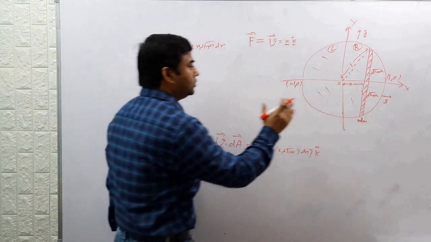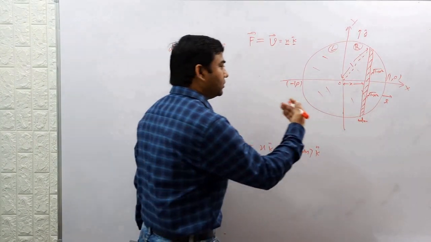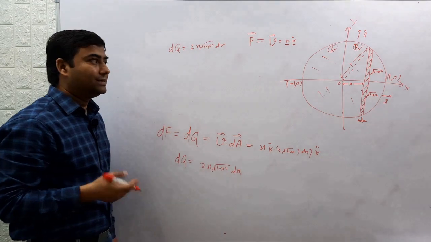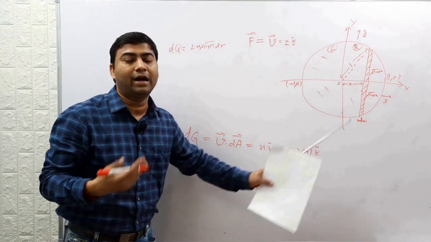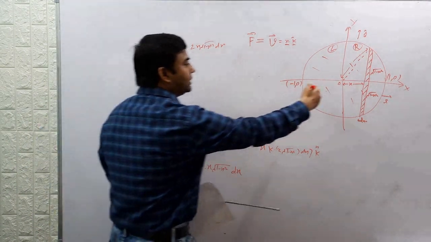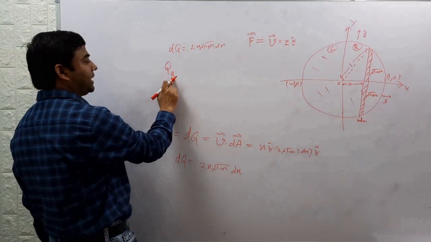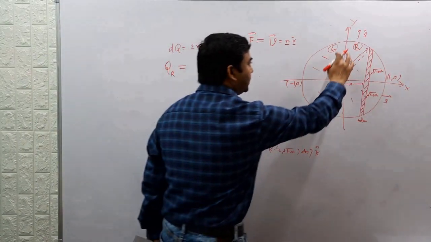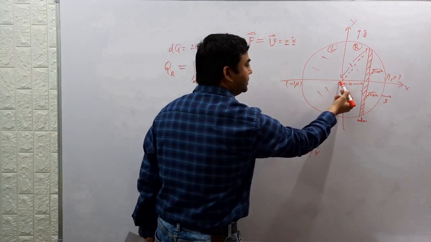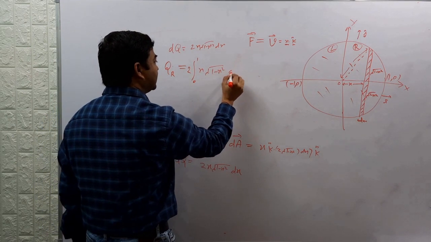Now we know flux for this half is positive and flux for this half is negative. So if you calculate flux for the limit minus 1 to 1, then you will get 0. That's why we are calculating for only one half, so that we can get some value. So we will calculate flux only for the right half. Let this be called Q R, meaning right. This is flow for the half circle, and the limit will be 0 to 1. You can take 2 out: x under root 1 minus x square dx.